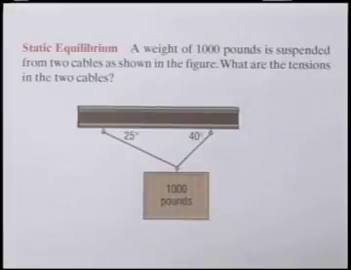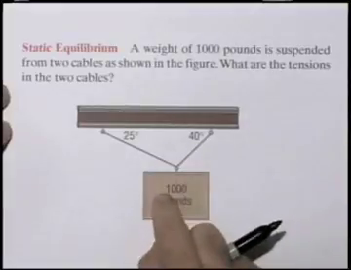A weight of 1,000 pounds is suspended from two cables as shown in the figure. What are the tensions in the two cables? What we're going to do here is draw a force diagram representing the situation.